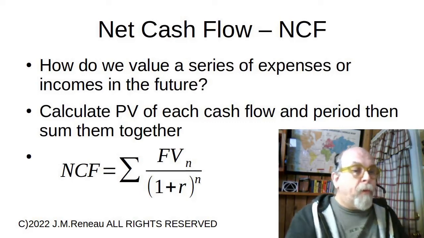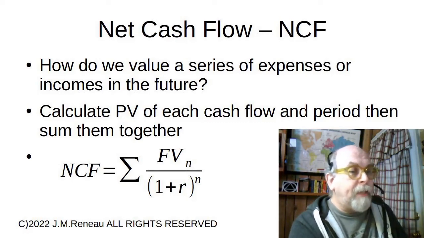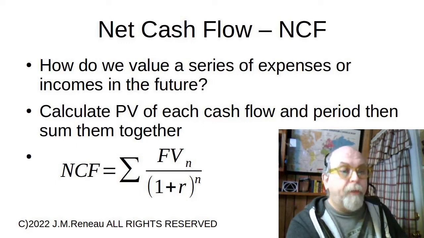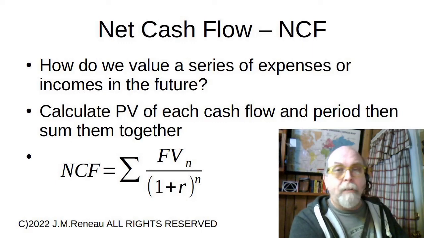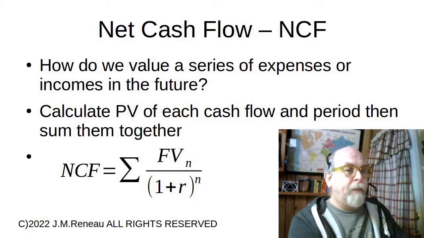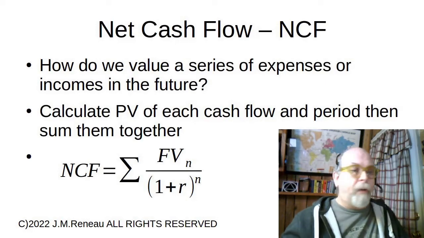The formula is as follows: NCF equals the sum of the present value of each of the cash flows, or you see FV sub n divided by 1 plus R to the n, where n is the period, R is the return, rate of return or rate of investment, and FV is the amount of the cash flow.